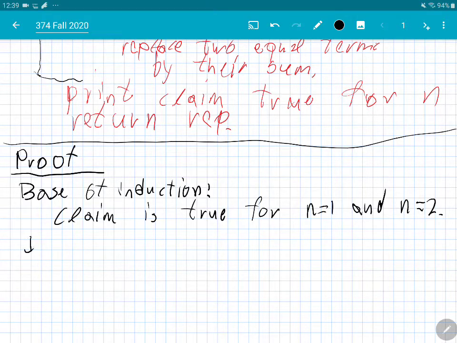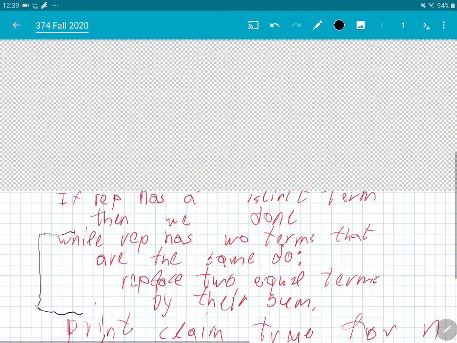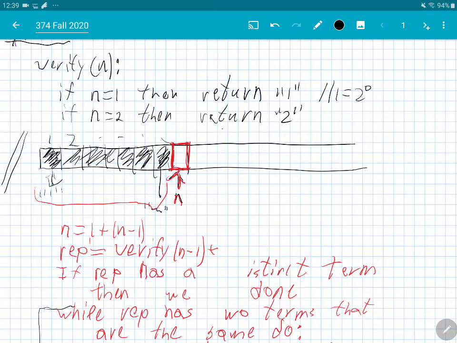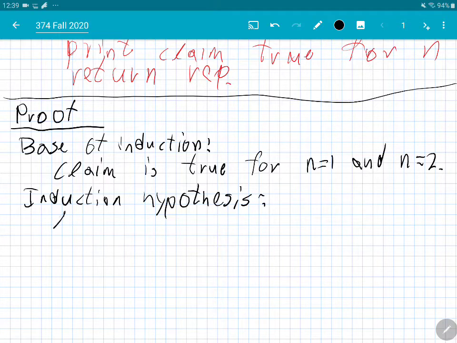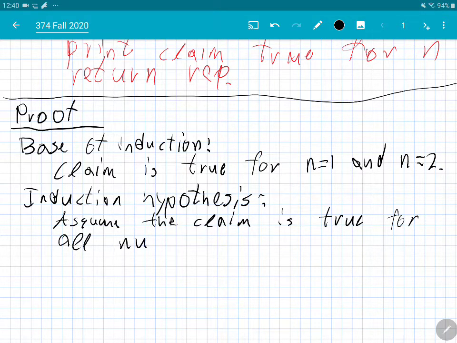Okay, and now induction hypothesis. Induction hypothesis is just, in the language of what we did above, saying that when we fill this array, verify that every entry in this array, the claim is indeed true, we already filled the first n minus 1 entries of this, right? So the claim, assume the claim is true for all numbers smaller than n.